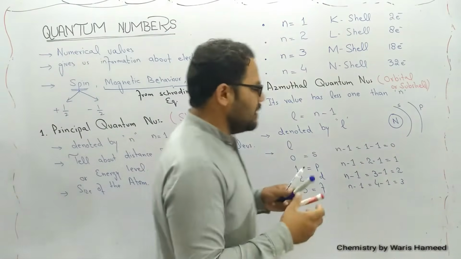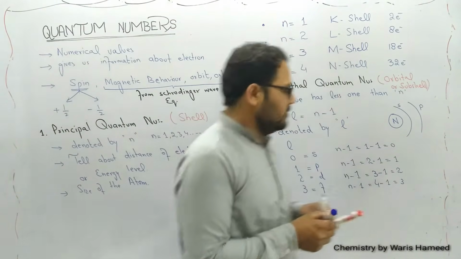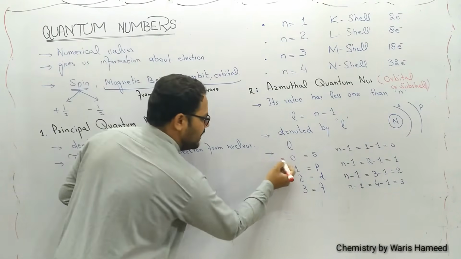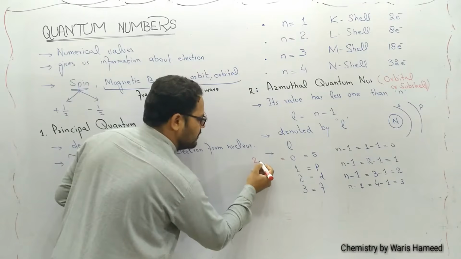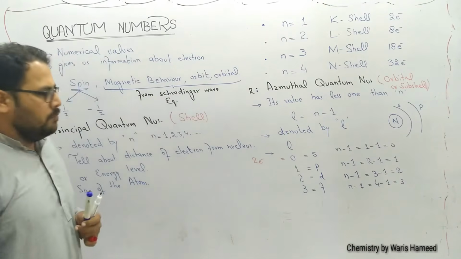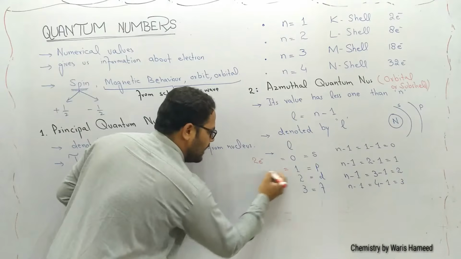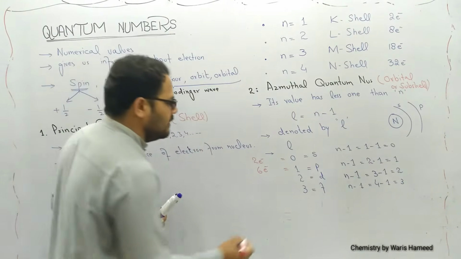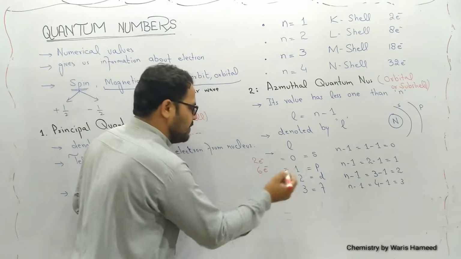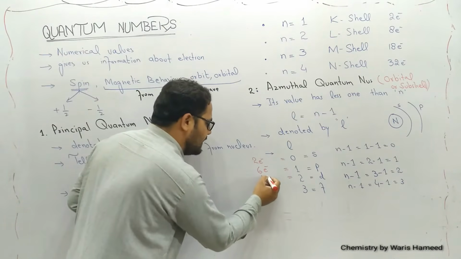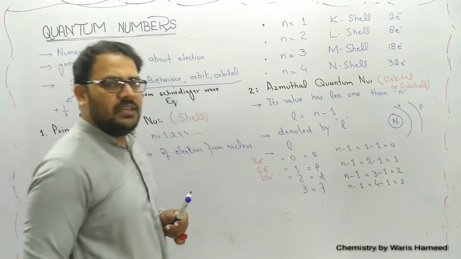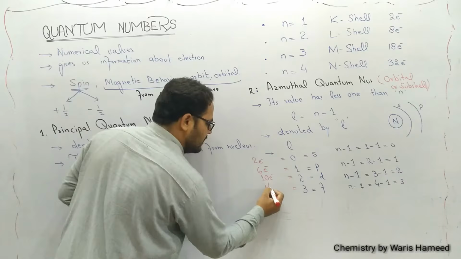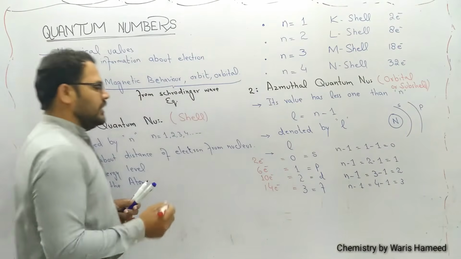Subshells have a capacity to carry electrons. S has the ability to carry only 2 electrons. P has the ability to carry 6 electrons. D can carry a maximum of 10 electrons, and F can have 14 electrons.